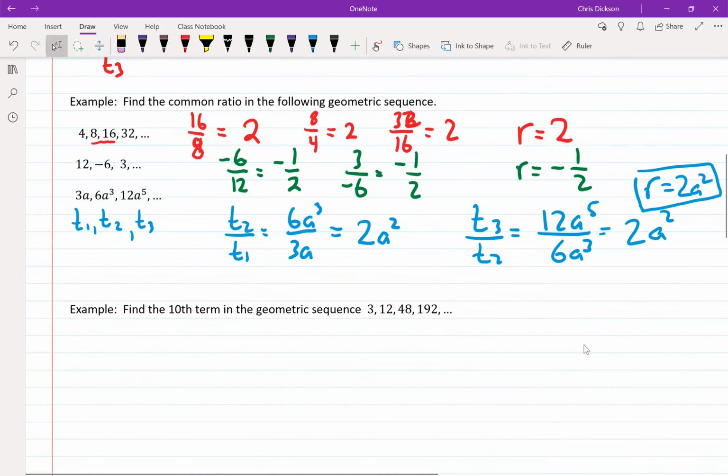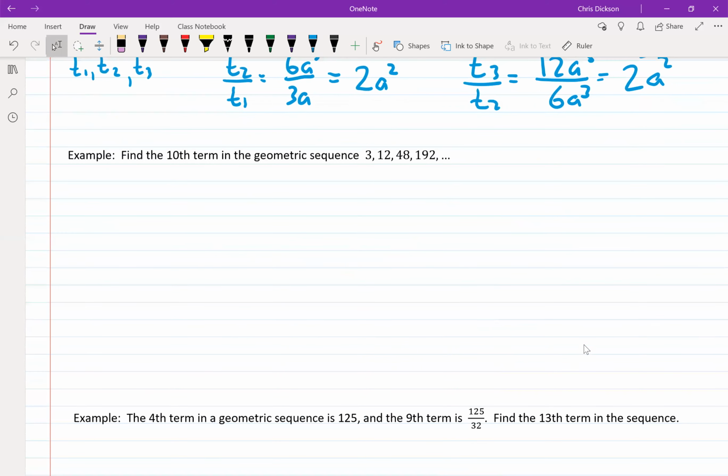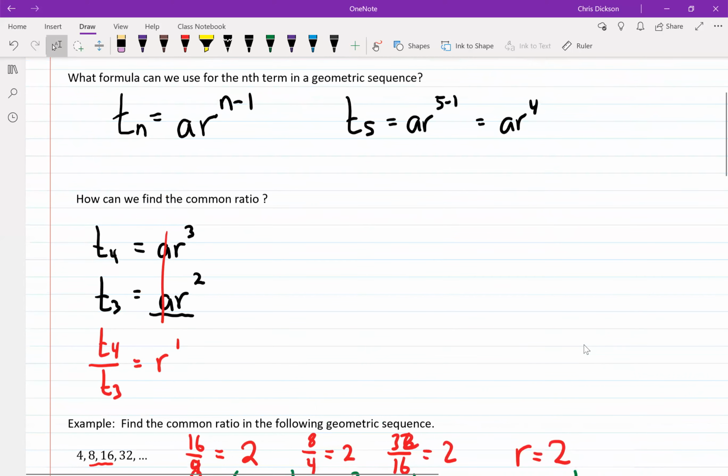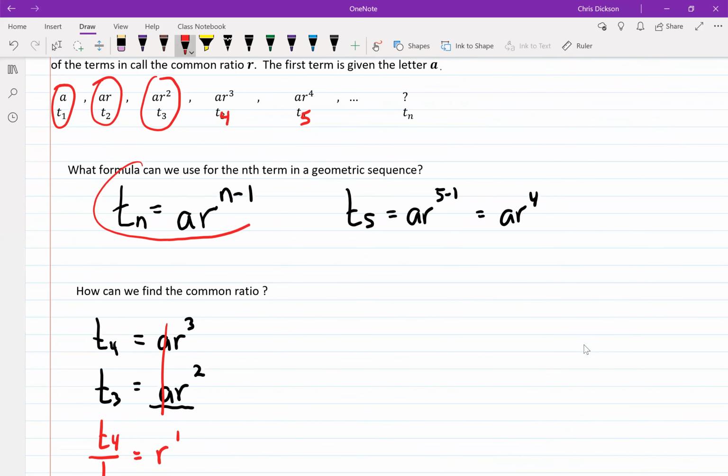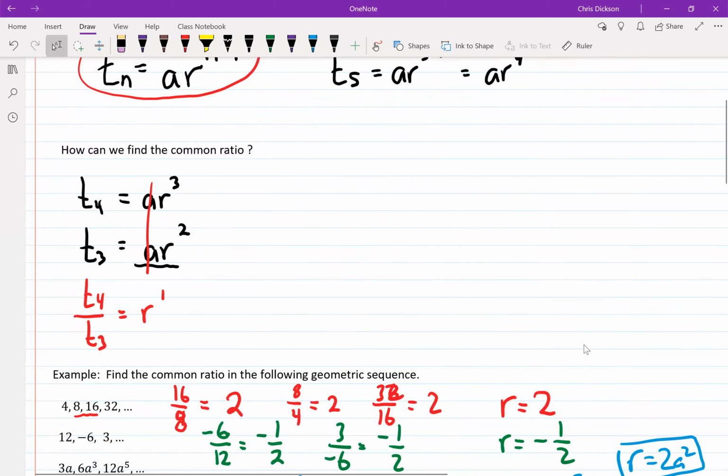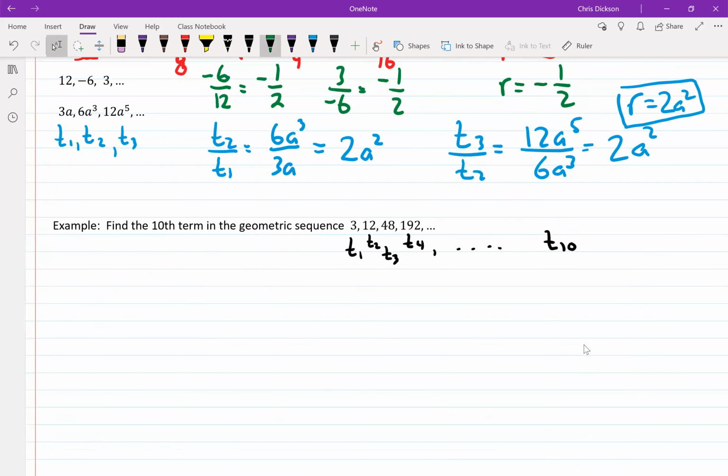Okay, so here's a question where we're being asked to find maybe the 10th term in a geometric sequence here, where we know this is T1, obviously, T2, I'm going to write kind of small here, T3, T4, and it just keeps on going. And what we're trying to find out is if you did keep on going, what would the 10th term be in this pattern here? So we're going to go back to our formula we created here, which was this one right here. So the nth term in a geometric sequence is AR raised to the n minus 1. So let's use that formula and see if we can work with that to give us an answer here.